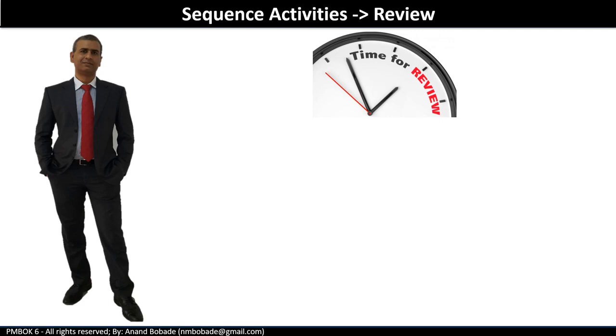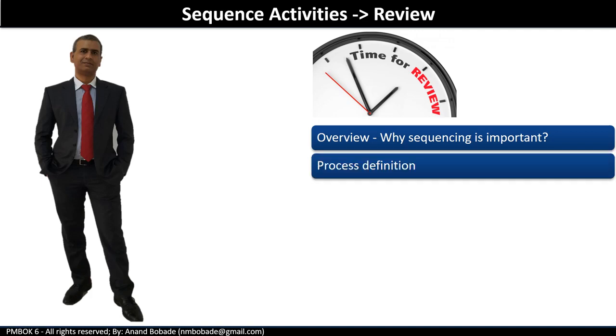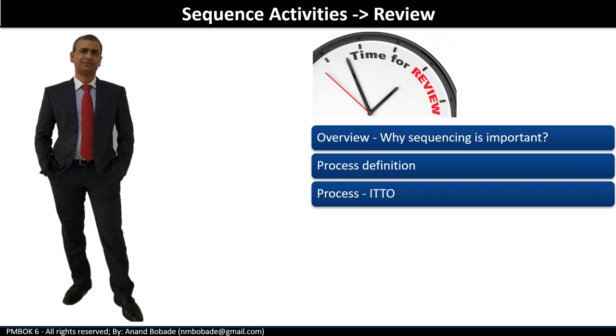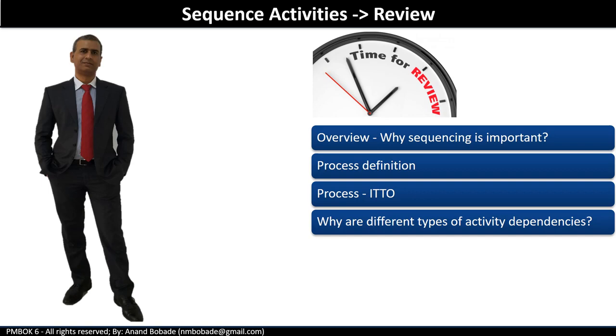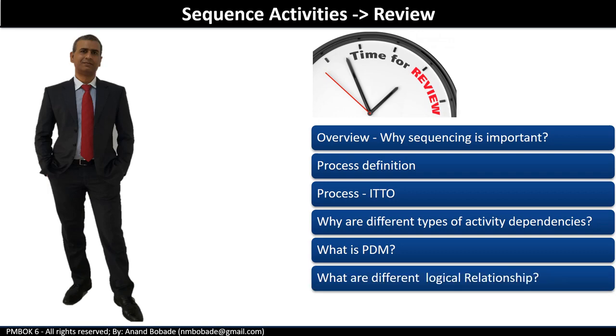In overview, we started with understanding the purpose of the sequence activity process. We went through the process definition. We talked about inputs, tools, techniques and outputs. You learned different types of activity dependencies, what the precedence diagramming method is, different logical relationships like finish to start, start to start, finish to finish, and start to finish, and finally the output, that is the project schedule network diagram.